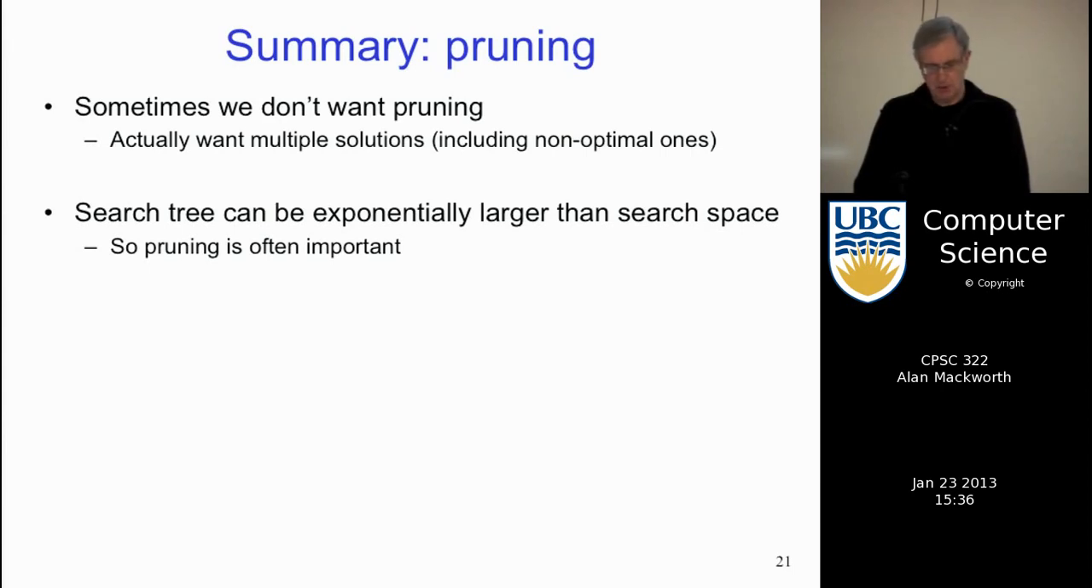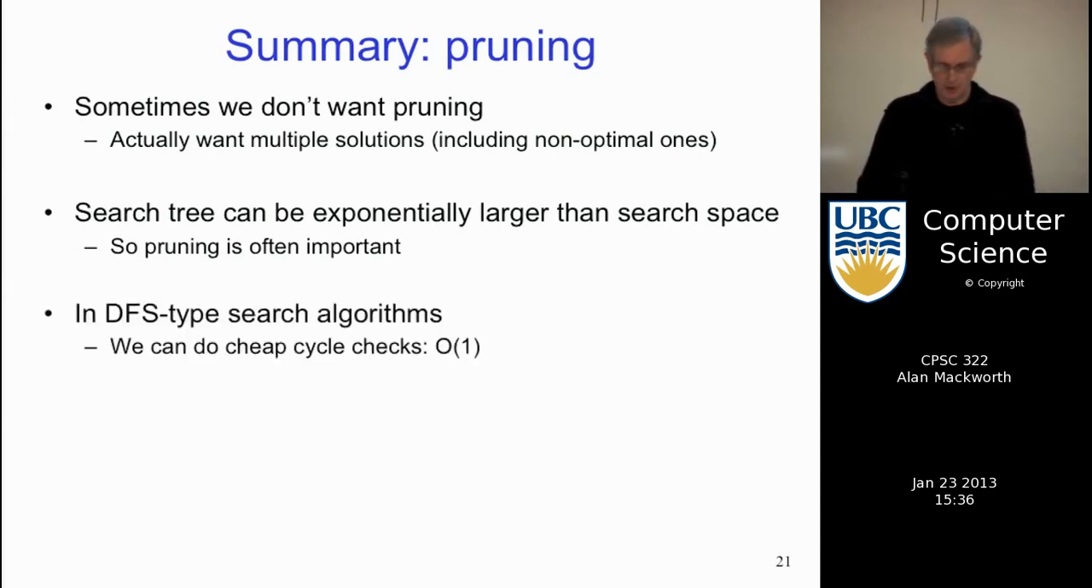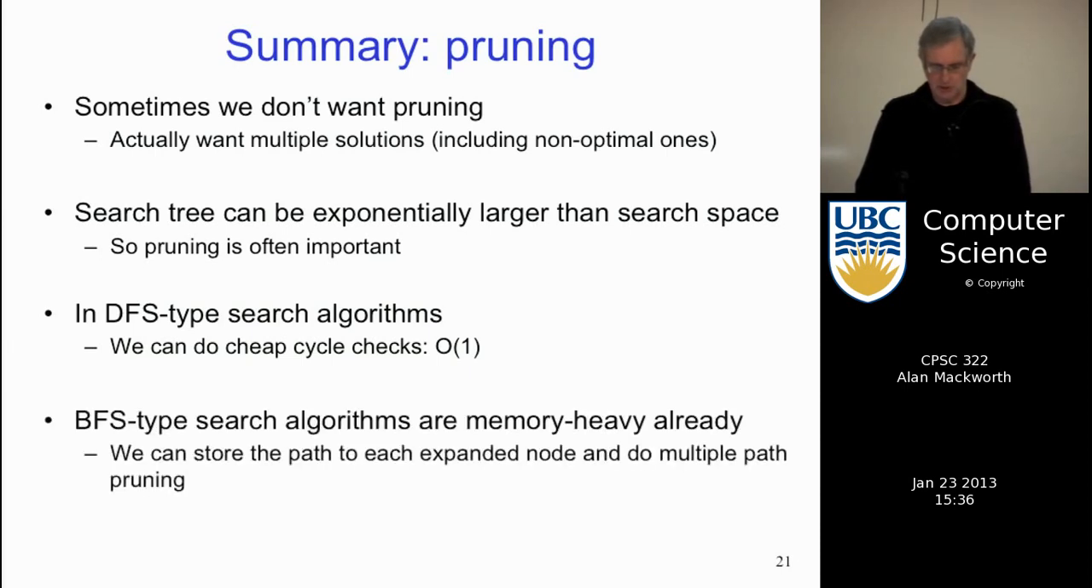The search tree can be exponentially larger than the search space, so pruning is important, because we're dealing with very large search trees sometimes. In DFS type search algorithms, you could do constant time cycle checks. BFS type search algorithms are memory heavy already, and then you can store the path to each expanded node and do multiple path pruning to get rid of extraneous paths. You don't want to multiply them unnecessarily.